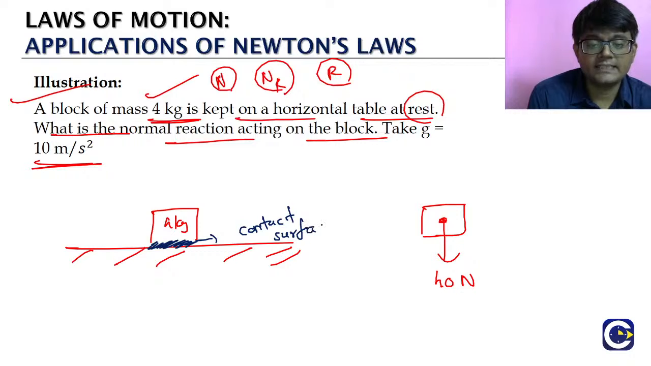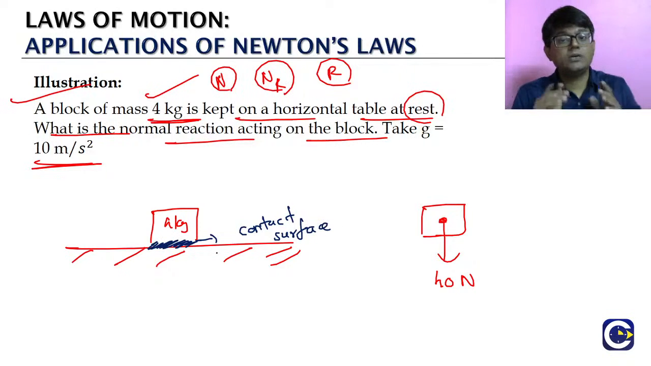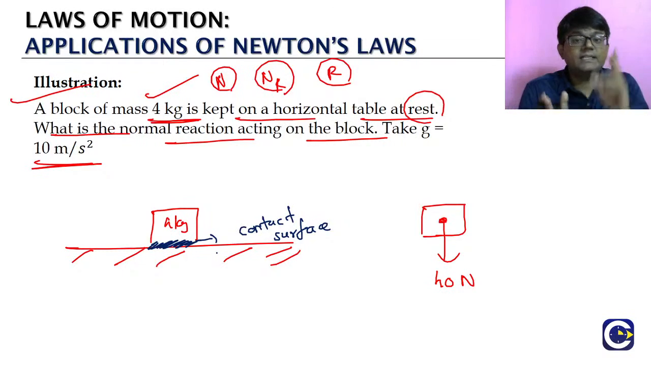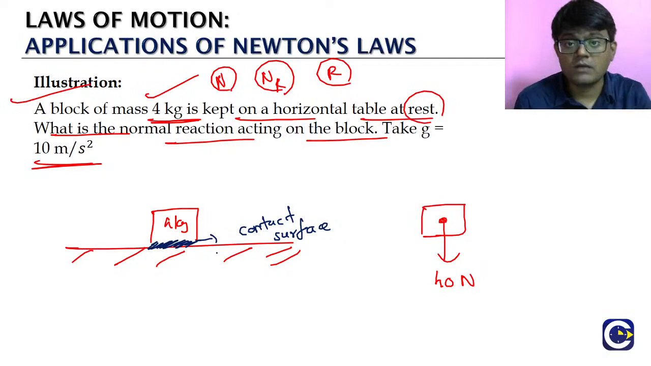This is the contact surface. And here you will have a doubt. Sir, whenever there is a contact between two surfaces, we said there will be two forces. One is of course the normal reaction, which will be normal to the contact surface. Second is what? Friction.